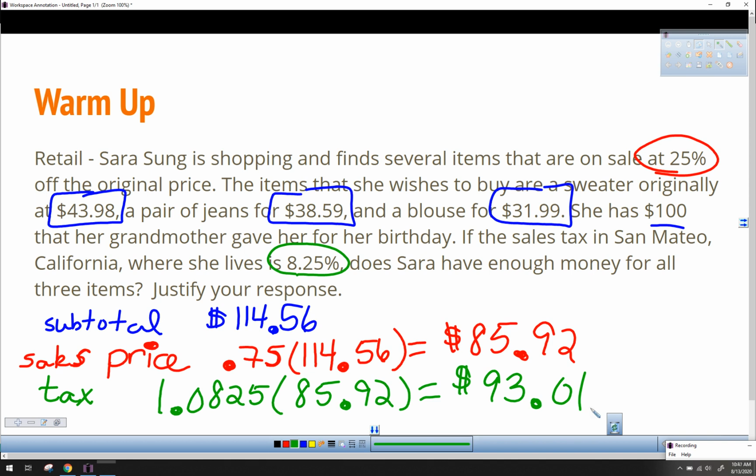So sure enough, she does have enough money because she only has $100, and she only has to pay $93.01. And so the justification would be that she does have enough money.